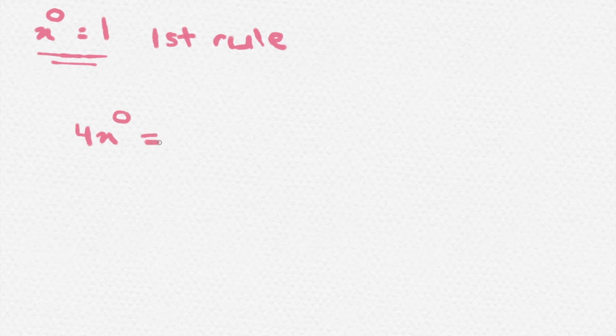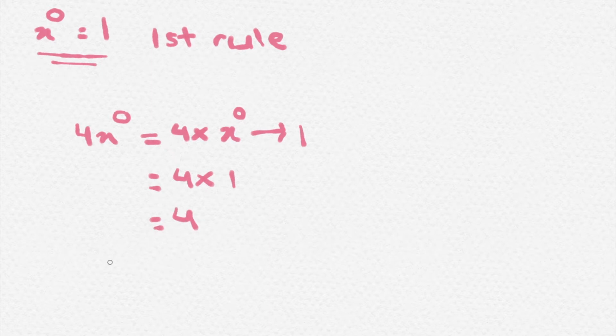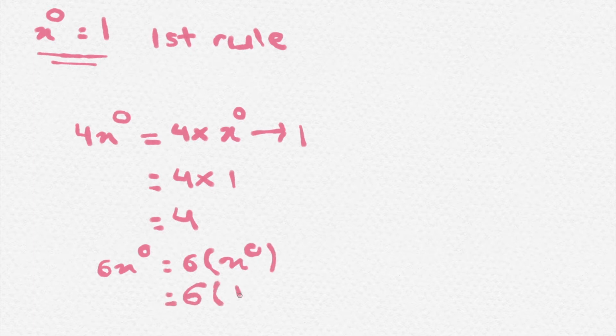4x to the power of 0 will be equal to 4 times x to the power of 0. This is also equal to 4 times, now we know x to the power of 0 is equal to 1, so 1. 4 times 1 is equal to 4. Our next question will be 6x to the power of 0. This is equal to 6 times x to the power of 0. This will be 6, open bracket 1, therefore your final answer will be 6.